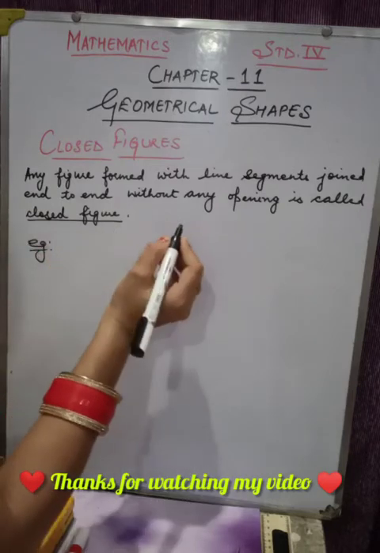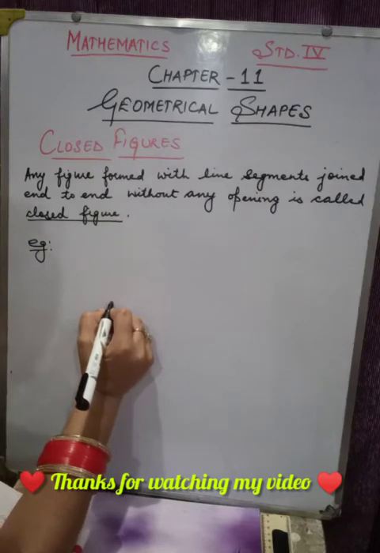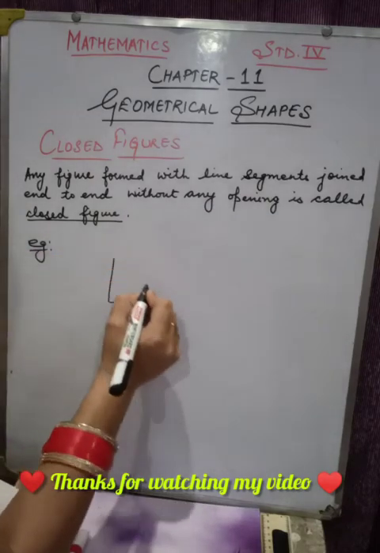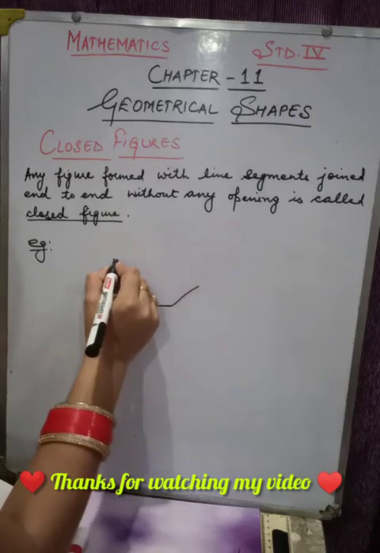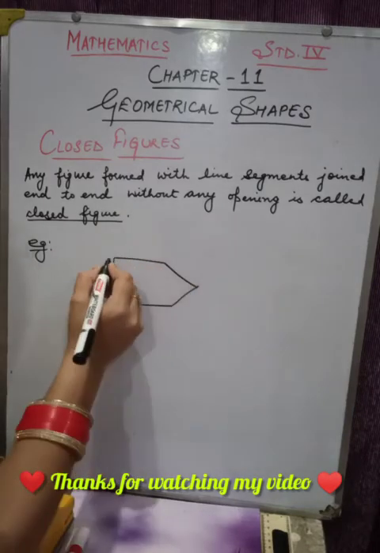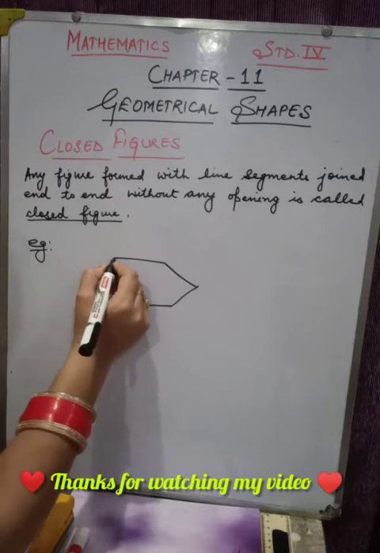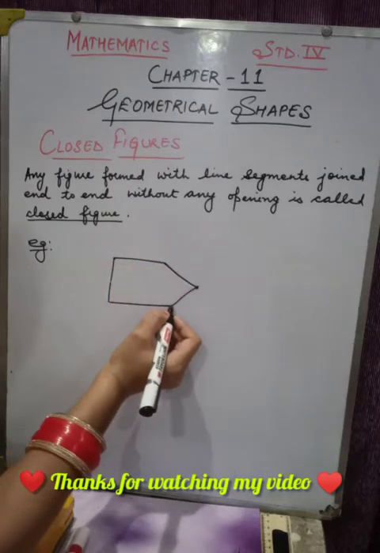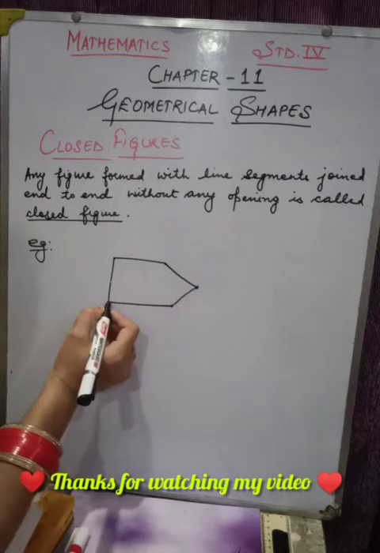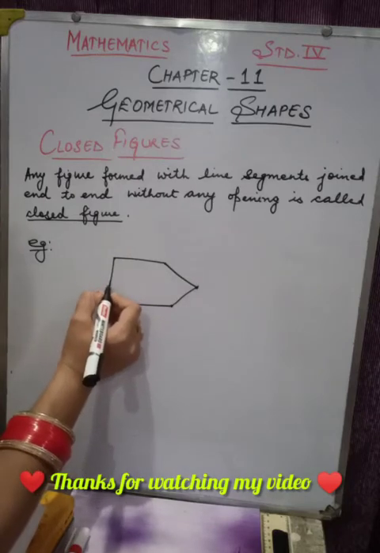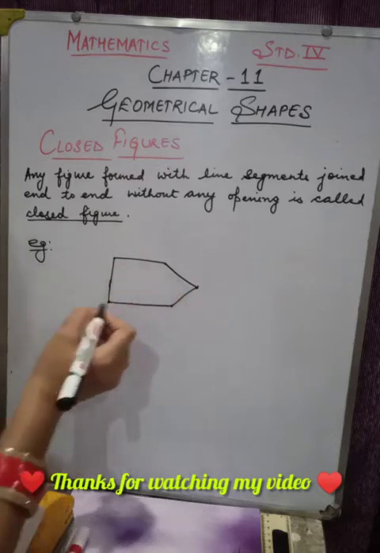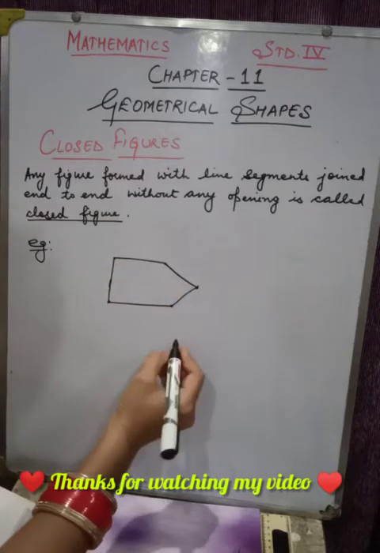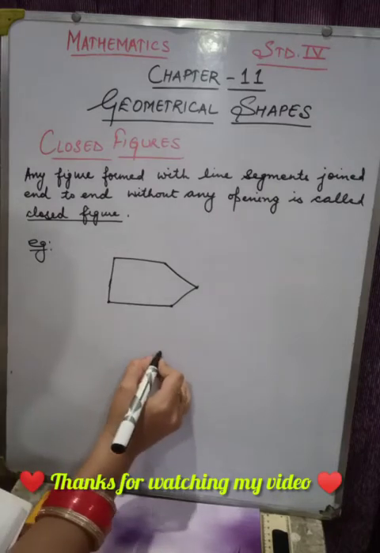For any figure, a line segment is a part of a line. Suppose this is a part of a line, and suppose line segments are joined end to end without any opening. This line segment is joined with this line, and this end is joined with this end. So there is no opening, and this is a closed figure from all the sides.